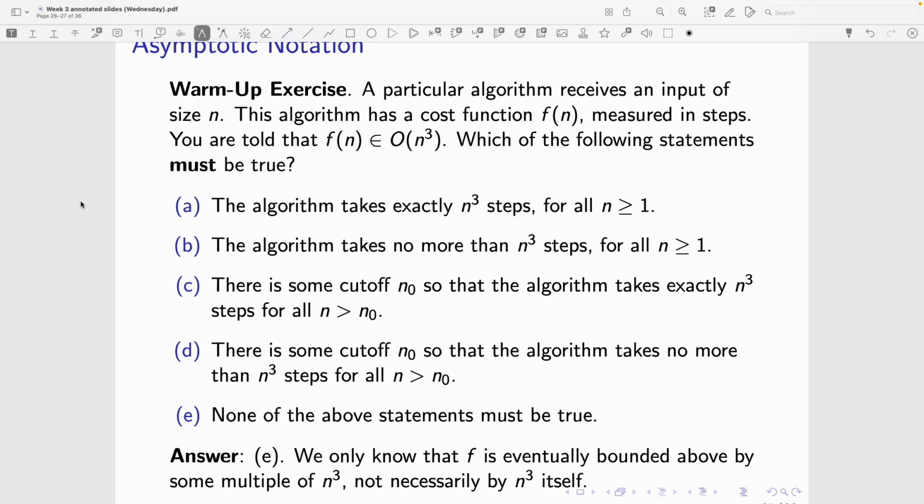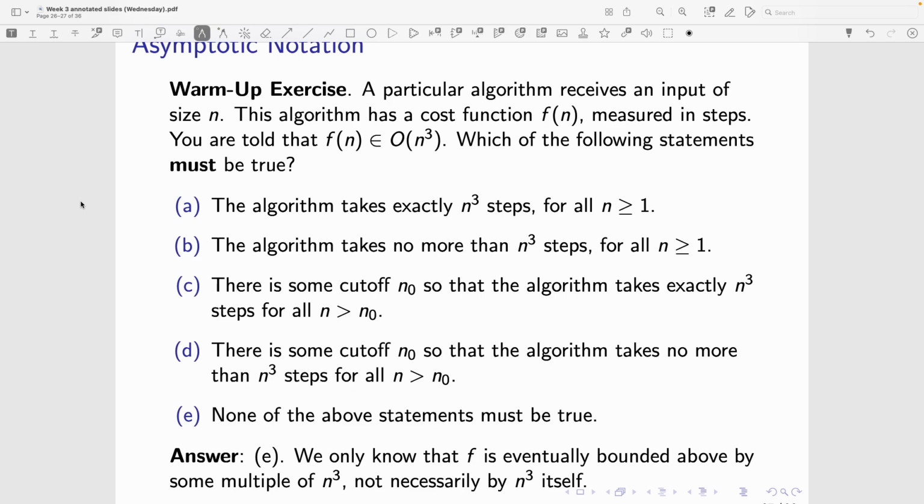Likewise for B, big O notation isn't a strict upper bound. We know that f of n has around the same growth or slower than n cubed, but that doesn't mean it can't take any more than n cubed. If f of n were something like n cubed plus 1, that would be fine.